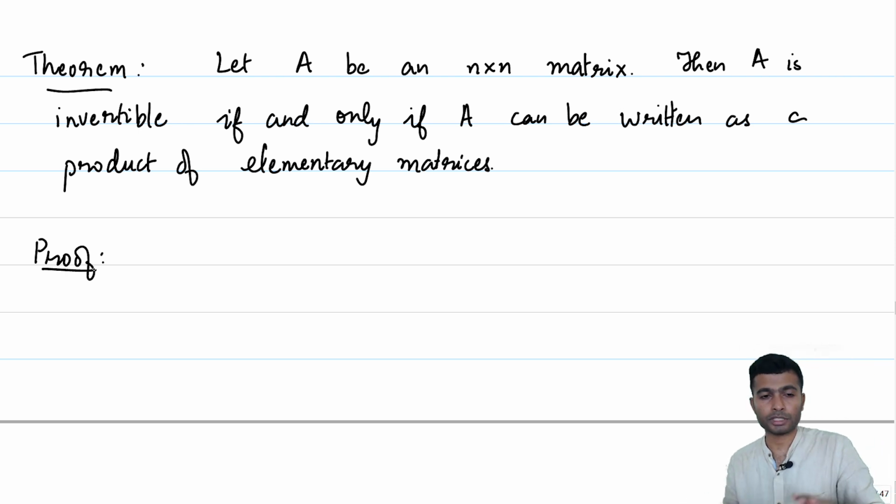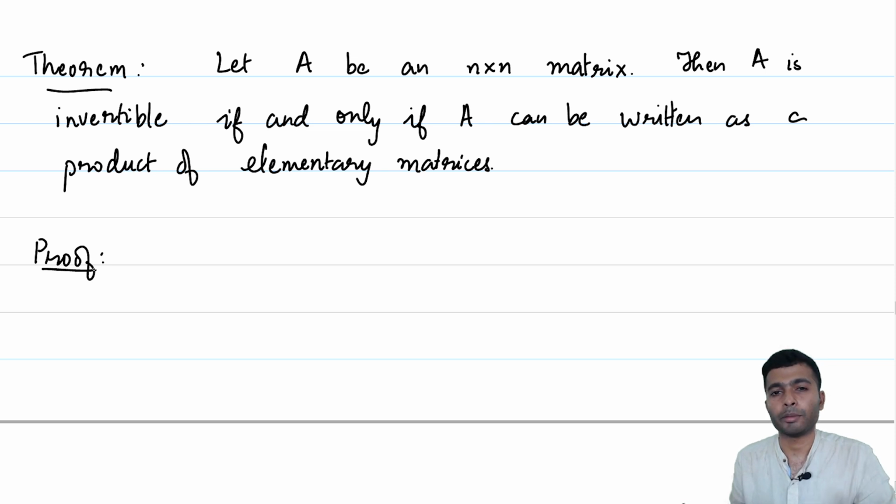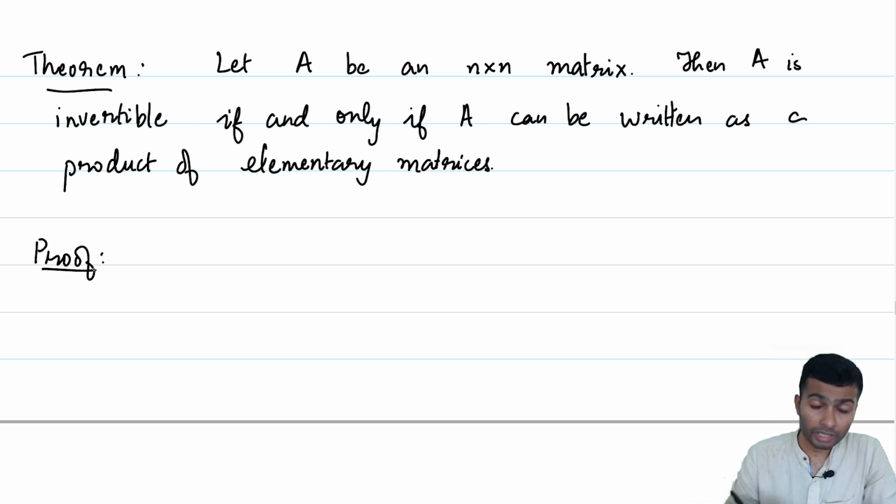So, we are telling something substantial. Take any invertible matrix, you might be able to write it as E1, E2, E3 up to Ek, where the Ei's are elementary matrices. Let us see how we prove this theorem.